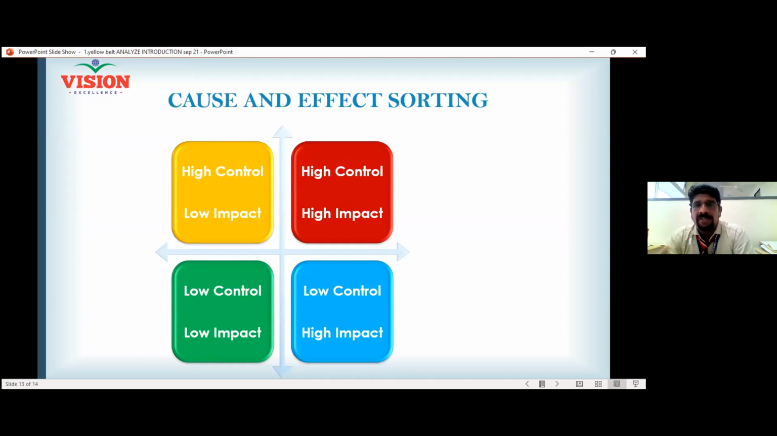Okay, so we should be able to sort out the possible cause factors into these four categories, and you should give importance to the one in the top right corner, the red, then the blue, then the yellow, then the green. That is, you have to focus on the possible cause factors which you have more control over, which have more impact on your process. Okay, then you have to focus on the possible cause factors which have low control, but the impact is high on the process. Okay, that is how you can use this cause and effect diagram and cause and effect sorting.